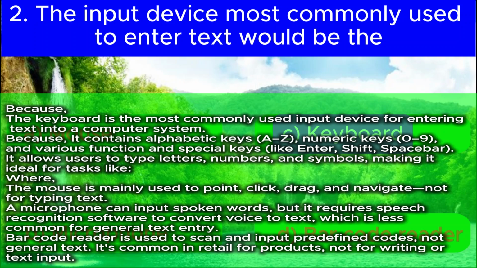The mouse is mainly used to point, click, drag, and navigate, not for typing text. A microphone can input spoken words, but it requires speech recognition software to convert voice to text, which is less common for general text entry. Barcode reader is used to scan and input predefined codes, not general text. It's common in retail for products, not for writing or text input.